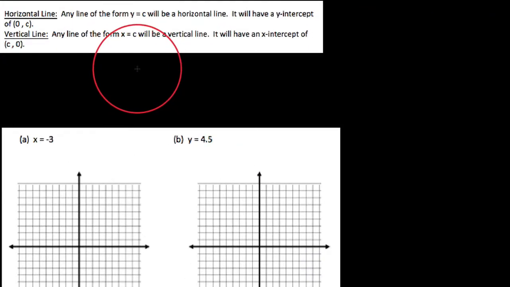Okay, YouTube, this is my last video on quick graphs of linear equations, where we're going to discuss horizontal and vertical lines. These are often lines that are very easy to graph, but very easy to get confused with one another. So we're just going to look at what they are here.